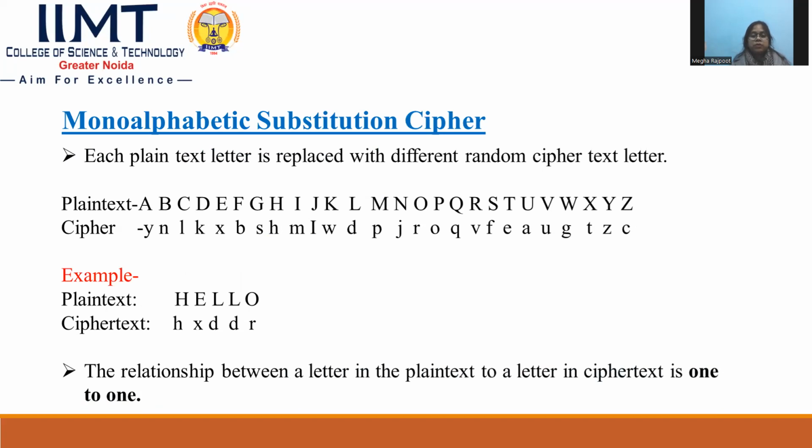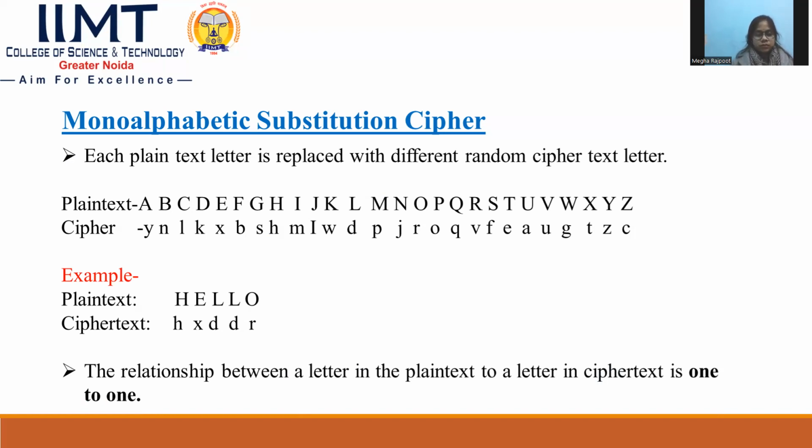In monoalphabetic substitution cipher, each plain text letter is replaced with a different random cipher text letter. Suppose we have the series of plain text like A, B, C, D, E, F, and so on to Z, and the cipher series is Y, L, K, and so on. This means plain text is converted into cipher text by replacing A with Y, B with N, C with L, D with K, and so on.